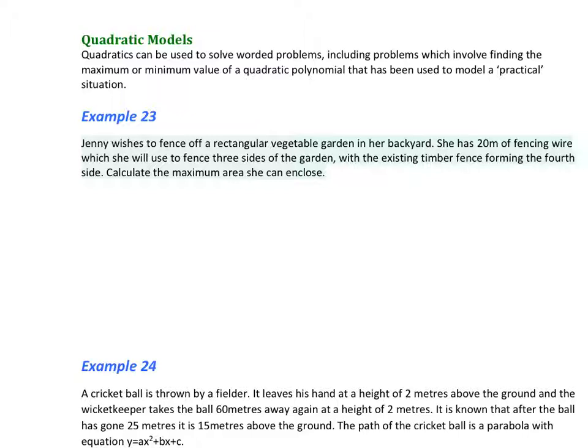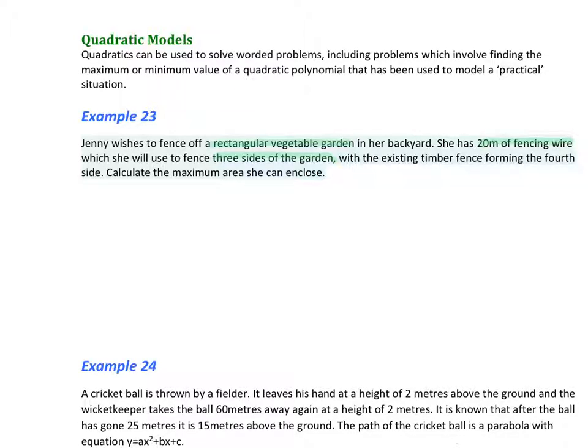Whenever doing any modelling, we just get the information that we've got, we put it down, highlight the key information, and then see where we get to. So we've got a rectangular vegetable garden. What do we know about rectangles? We've got 20 metres of fencing wire, and she's going to cover 3 sides of that fence, with existing timber forming the fourth. Calculate the maximum area.